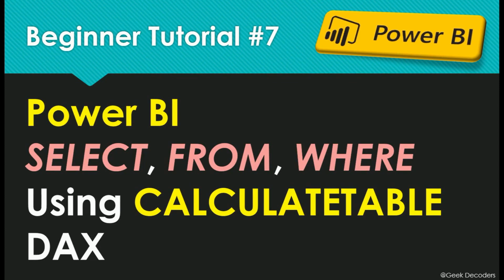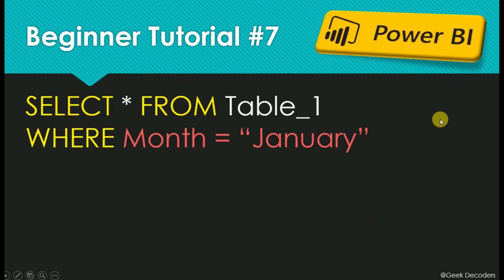So today I'm going to do beginner tutorial number 7, in which we try to achieve select from where using the CALCULATETABLE DAX function. Usually select from where is what we use in SQL. We write a typical statement in SQL: select all from table 1 where month equals January. So let's see how we can achieve this in Power BI. Let's go to the tutorial.